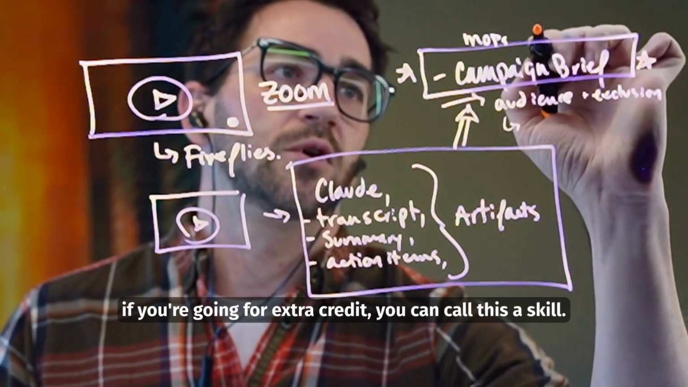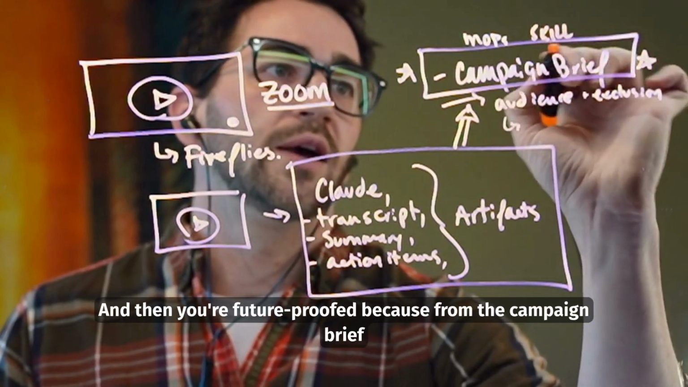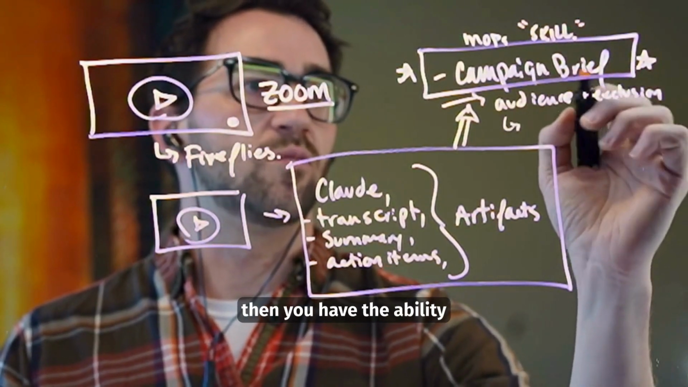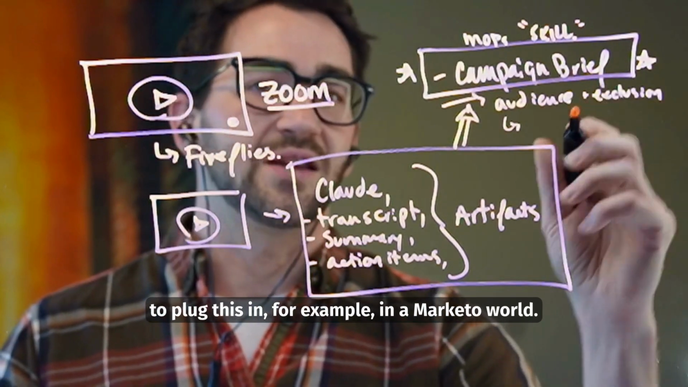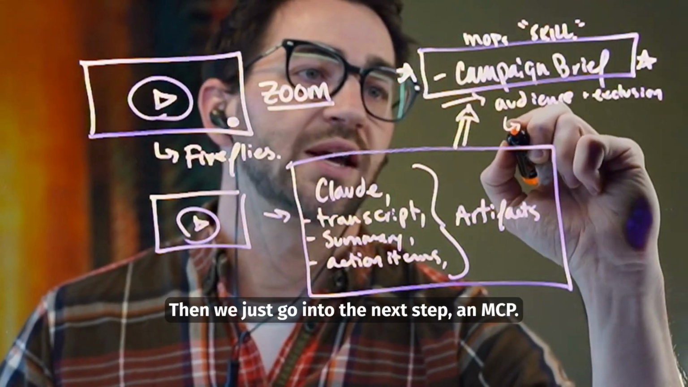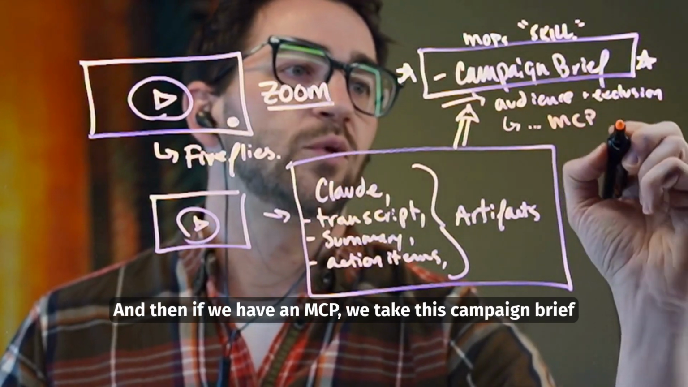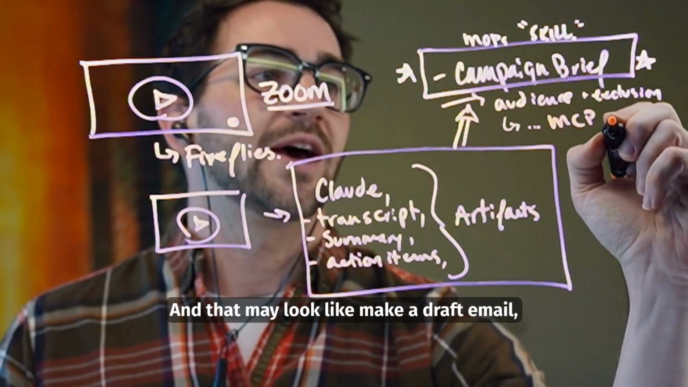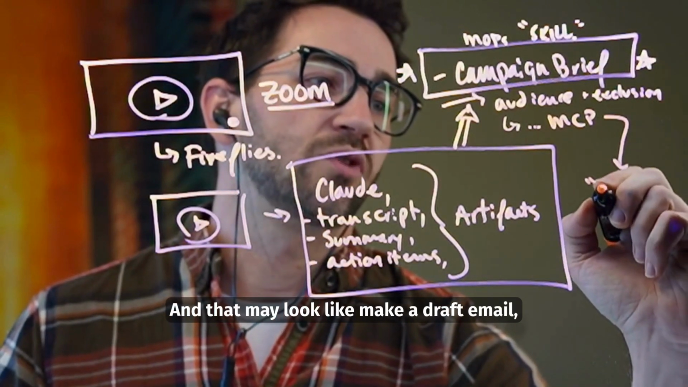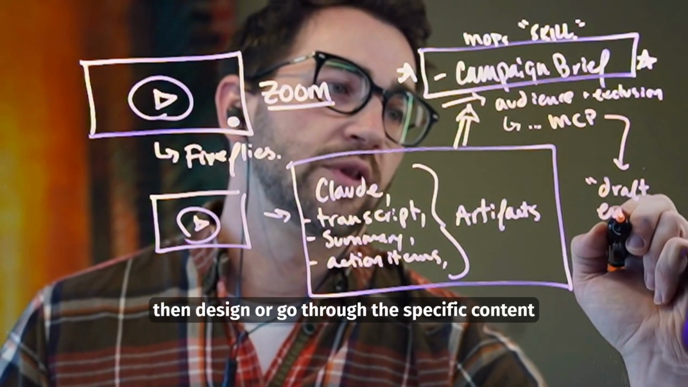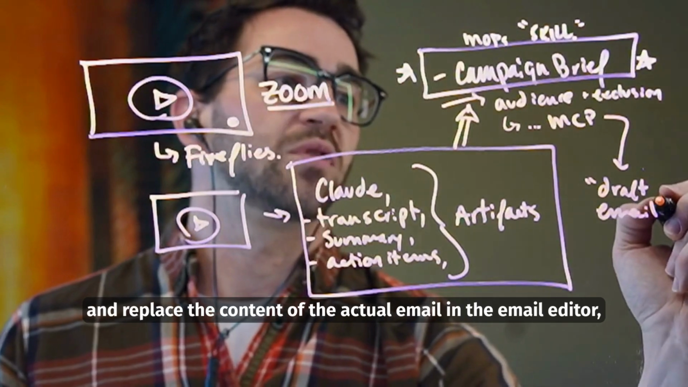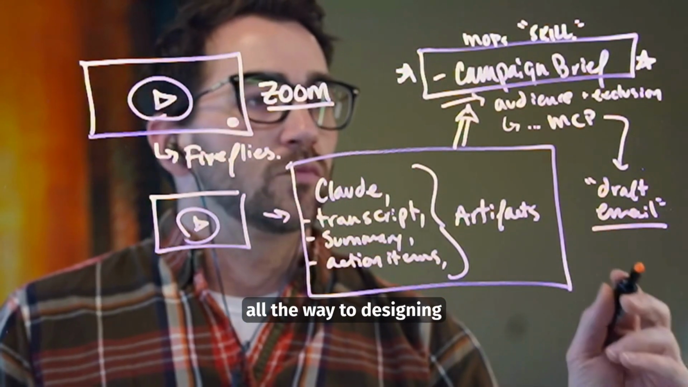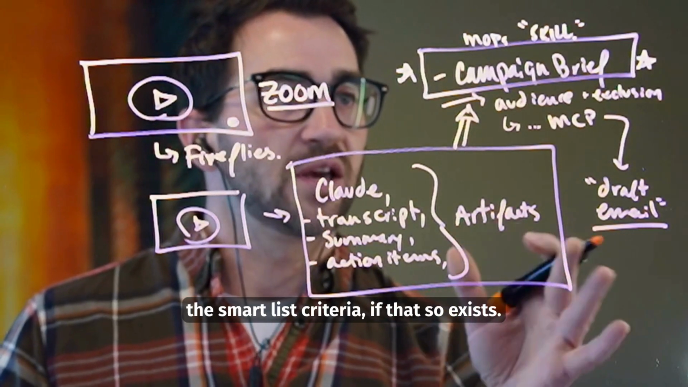You can even, if you're going for extra credit, call this a skill. And then you're future-proofed because from the campaign brief, you have the ability to plug this in, for example, into the Marketo world. Then we just go into the next step, an MCP. And if we have an MCP, we take this campaign brief and then we can start to act on it very significantly. That may look like make a draft email, then design or go through the specific content and replace the content of the actual email in the email editor, all the way to designing the smart list criteria if that so exists.